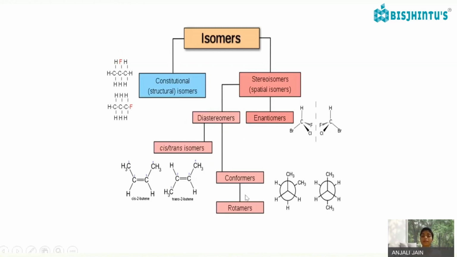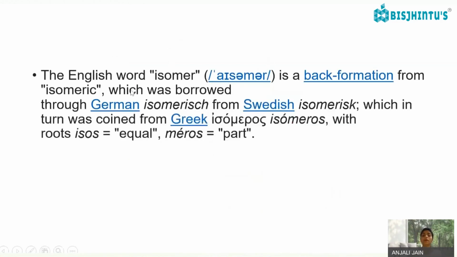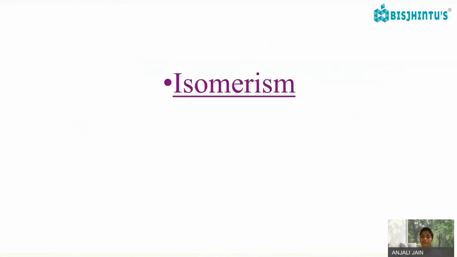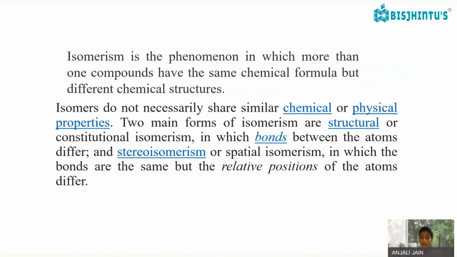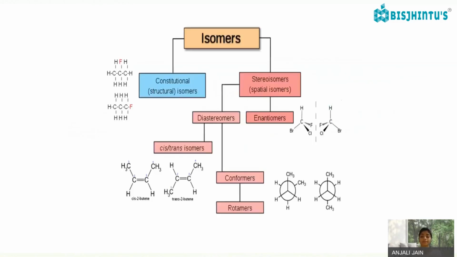Then diastereomers are again classified as conformers and rotamers. These are the conformers and rotamers of the similar structure. Now, the English word isomer has been derived from a German or Greek word, where the roots are isos, which means equal, and meros means part. So isomers are of equal part. Just now we discussed in the definition that they have the same chemical formula, but their chemical structure can differ.